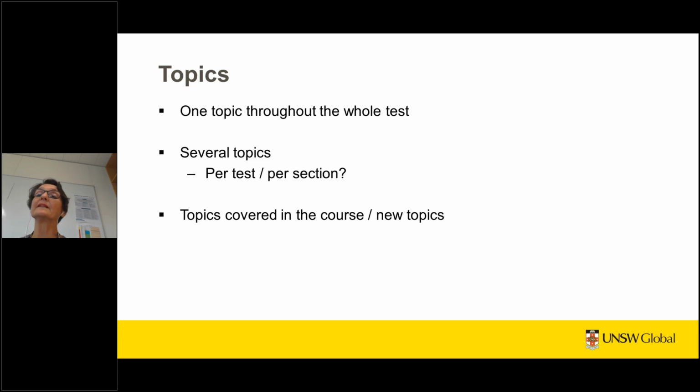Then topics. This is another area. Are you going to have one topic throughout the whole test? So we're going to have our test about the environment, so all the items refer to the environment. Or are we going to have several topics? So maybe each section has a different topic. And in that way, we can cover more contexts and we can probably get a bigger sample of the student's ability.